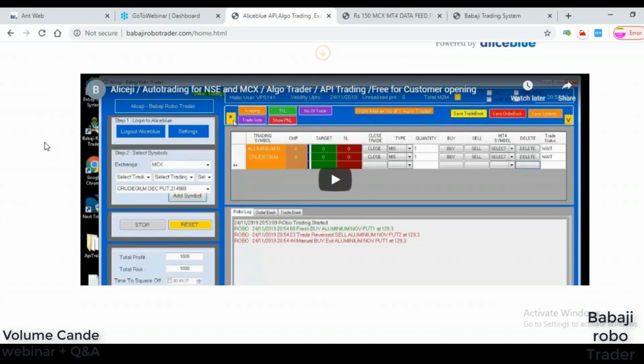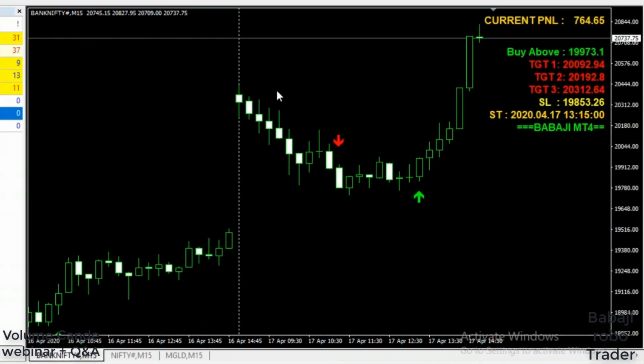What is the success rate of the robo? Okay, robo trading in commodity. For robo trading, we have the strategy. We have the buy sell strategy, so I can show you the buy sell strategy also. This is our vertical strategy, called the RSL 2.0 plus strategy.